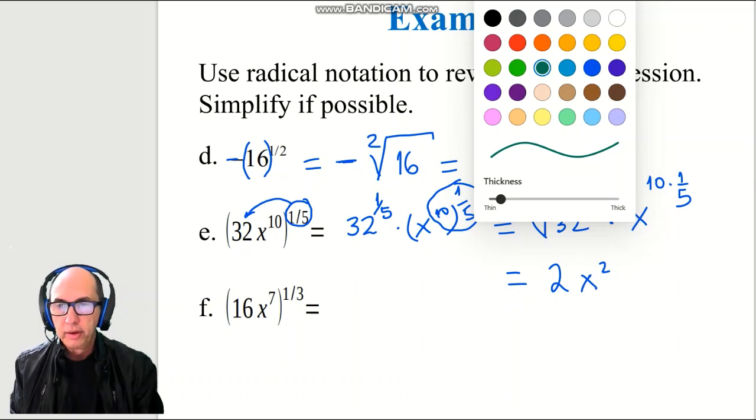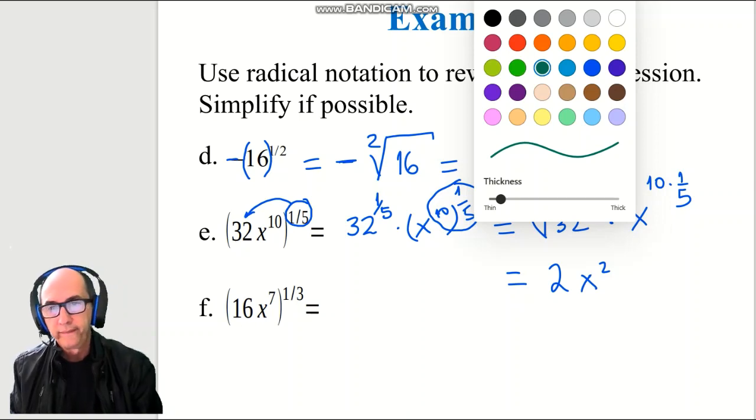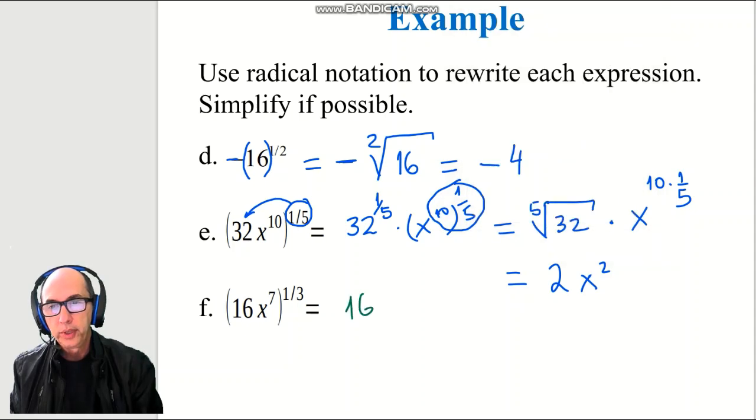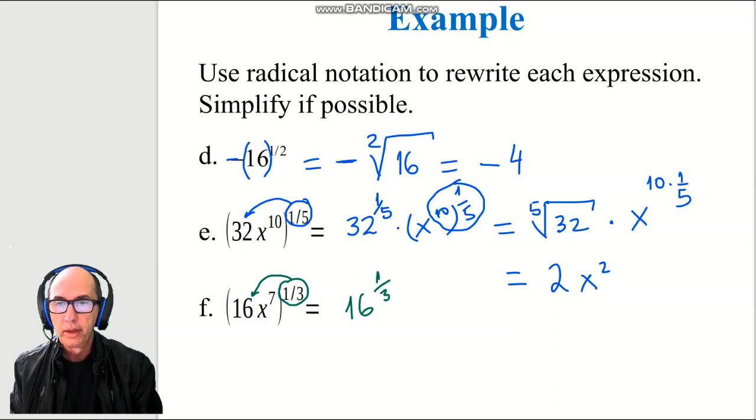Letter F, parentheses, 16x to the power 7, and this whole thing to the power 1 over 3. Again, we will be able to apply this rule where the 16 is applied to 1 over 3 and x to the 7 is also applied to 1 over 3.